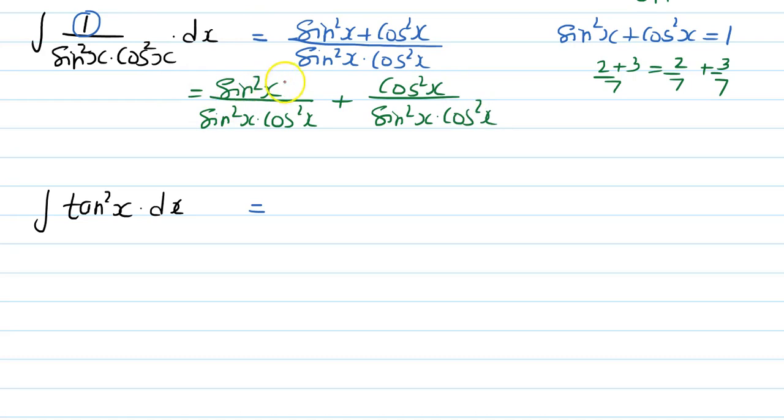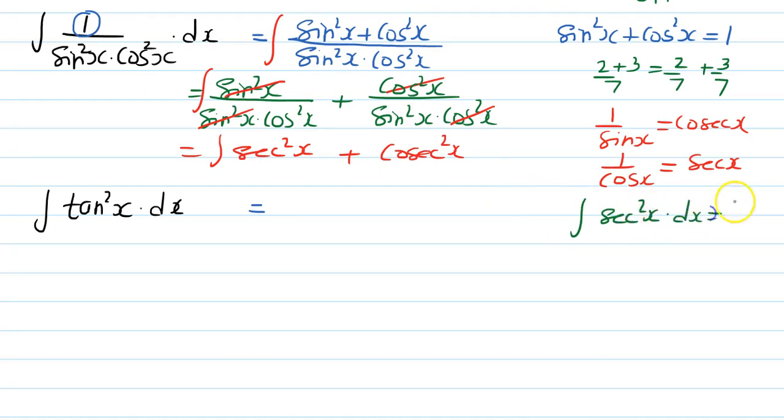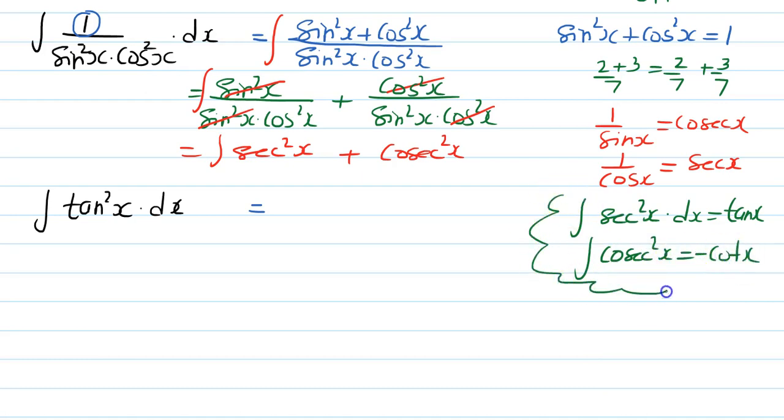So if you see here, sine square x is cancelled out, cos square x is cancelled out, and 1 upon cos square x you can write down as sec square x, and 1 upon sine square x you can write down as cosec square x. So you should know this, 1 upon sine x is equal to cosec x, and 1 upon cos x is equal to sec x. So sec square x plus cosec square x. Now we can put the integration sign. Now one more thing, we know integration of sec square x dx is tan x, and integration of cosec square x is minus cot x.